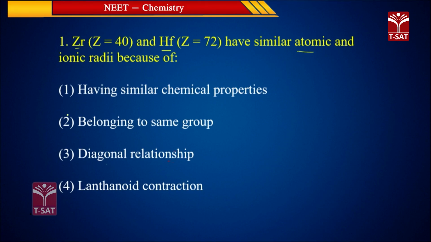atomic and ionic radius, and what is the reason for it, he is asking. So option 1 is similar chemical properties, option 2 is belonging to the same group, option 3 is diagonal relationship, option 4 is lanthanide contraction.